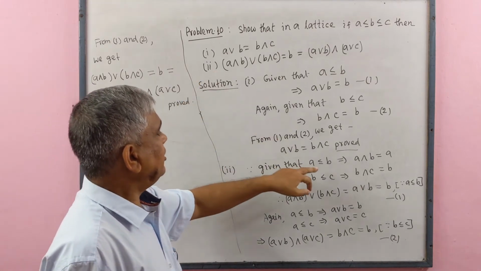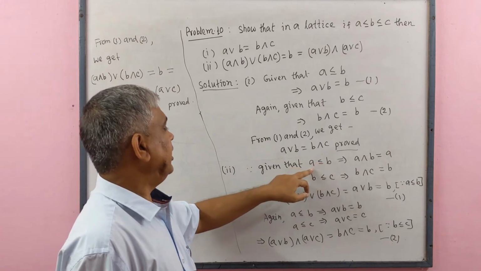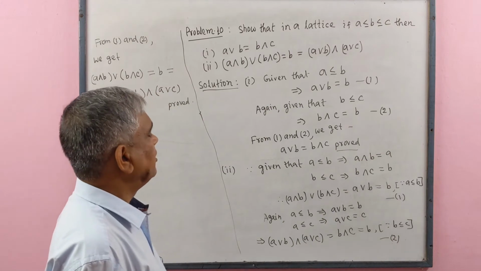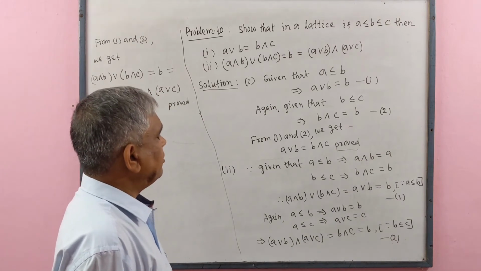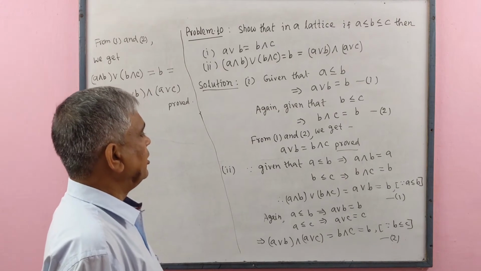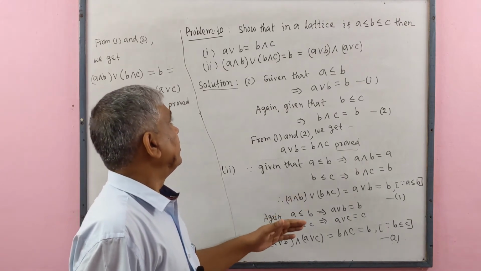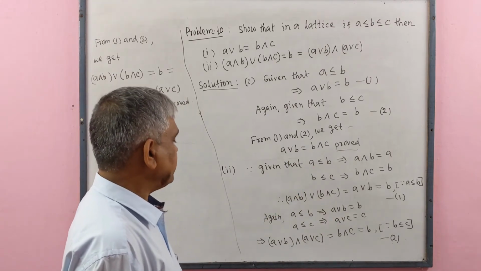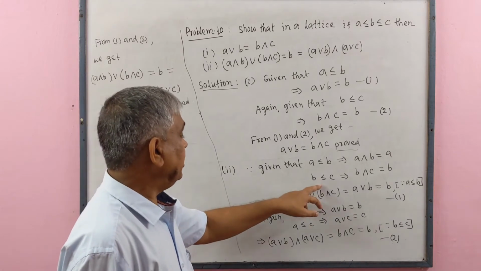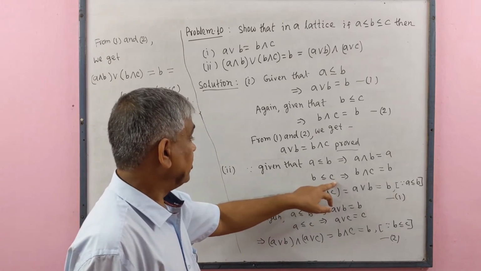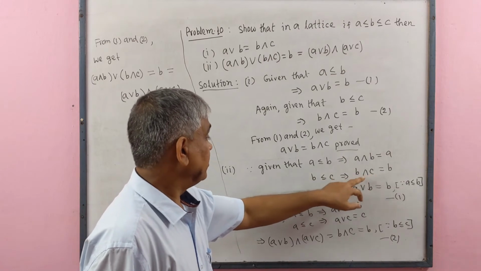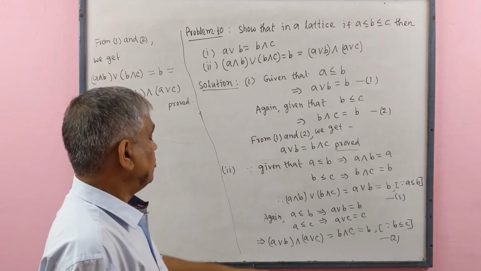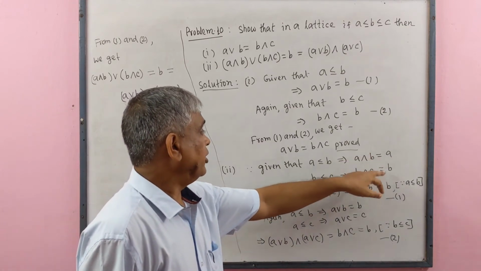Since given that A is less than or equal to B, then A meet B is A, the smaller element. In meet we get the minimum, and in join we get the maximum. So B less than or equal to C implies that B meet C, this is lesser, so B in meet. We take join of both sides.